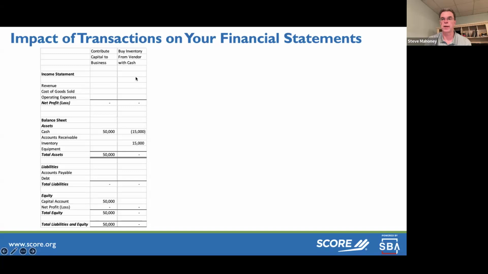Again, no income statement impact. You haven't sold anything. You haven't expensed anything. You just bought inventory. Your cash goes down 15,000, your inventory goes up 15,000, your total assets haven't changed. You've essentially traded one asset for another.